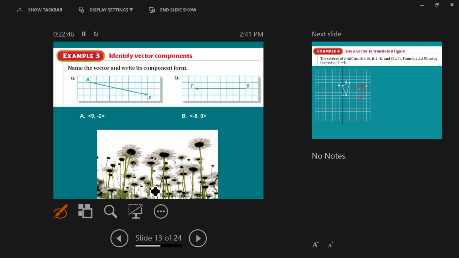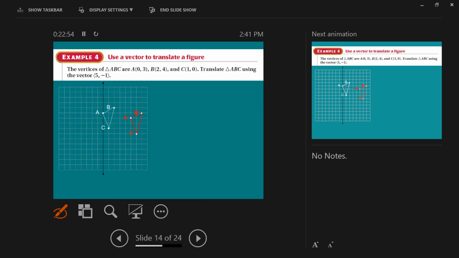All right. On example 4, it says that the vertices of triangle ABC are the points A at 0, 3, B at 2, 4, C at 1, 0, and they want us to translate this triangle using vector 5, -1. So first, you need to plot these 3 points on your coordinate grid. So that's this white triangle that I have already drawn up here. So you need to plot these 3 coordinate points on your grid and label them A, B, C.